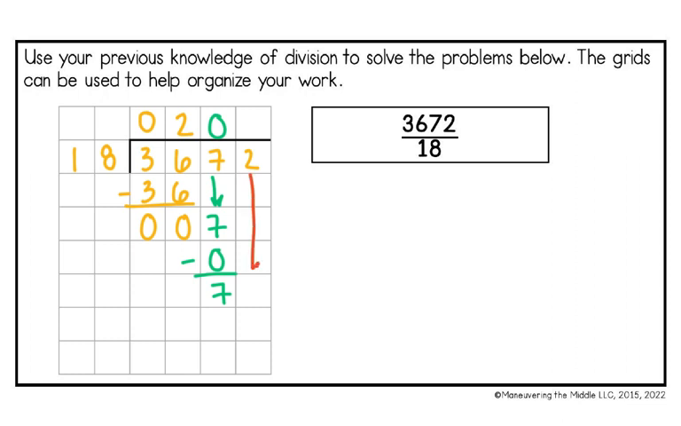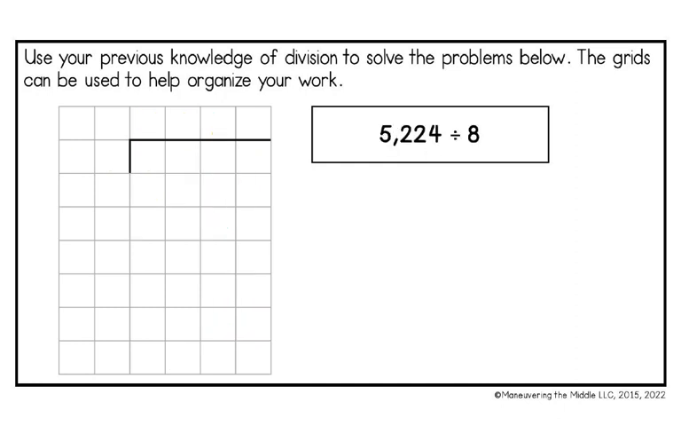Bring down the 2. And now we're going to see how many times 18 can go into 72, which is 4 times. So 4 times 18 is 72. I'm going to subtract. 2 minus 2 is 0. 7 minus 7 is 0. And we know we're done because we were able to get to 0. So again, no remainders. We got to 0. So our answer is 204.